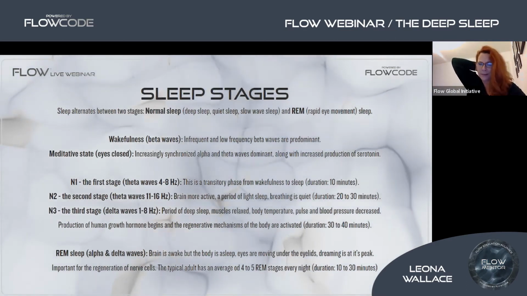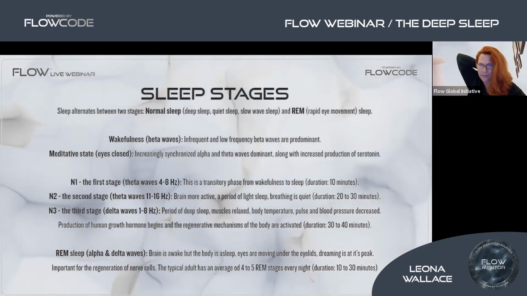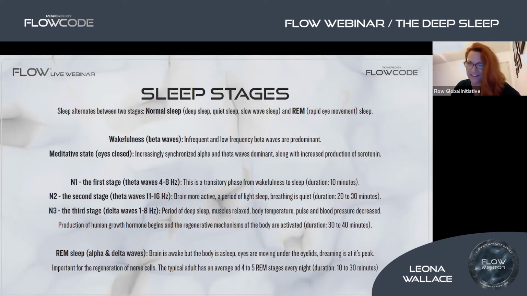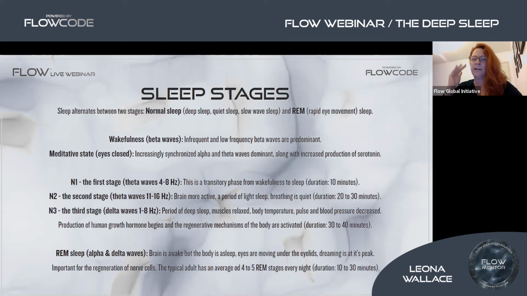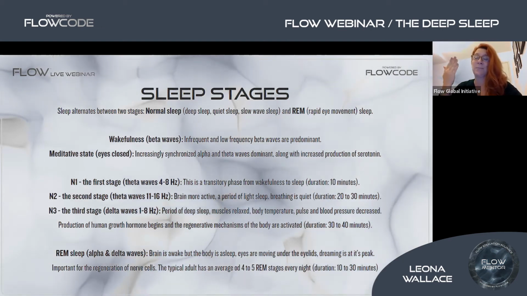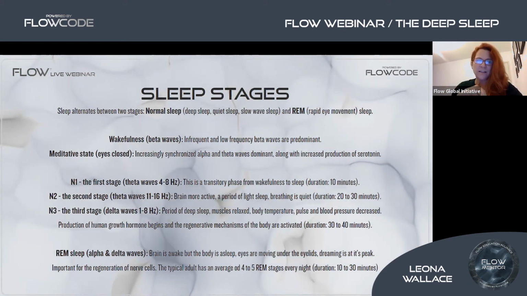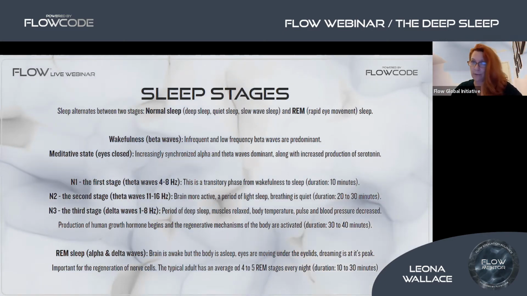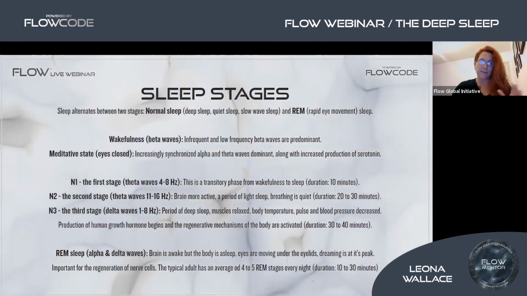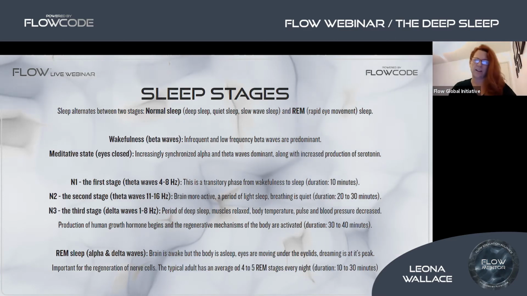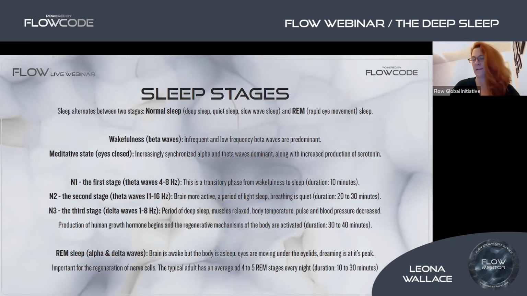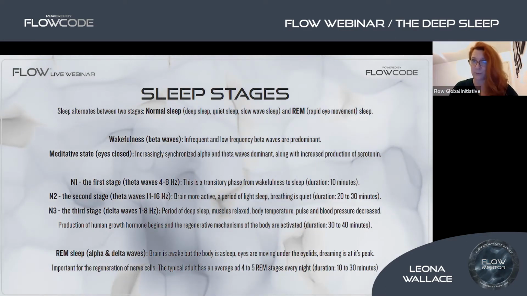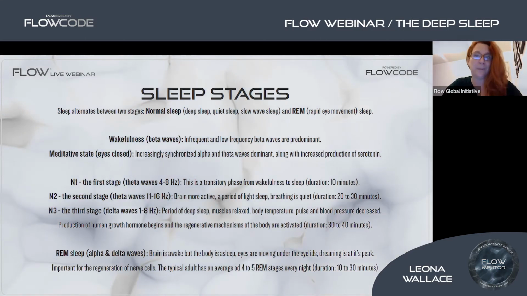In your REM sleep, the alpha and the delta waves, the brain is awake, but the body is asleep. Your eyes are moving under the eyelids, and dreaming is at its peak at this time. This is also really important for the regenerating of the nerve cells. The typical adult has an average of 4 to 5 REM cycles or stages every night that last between 10 to 30 minutes. I find it very interesting.